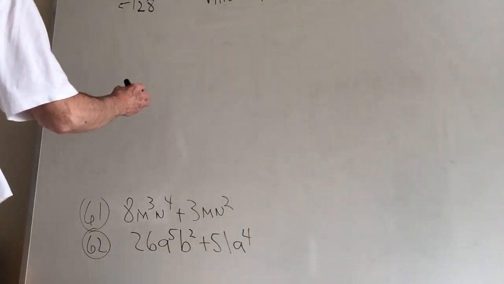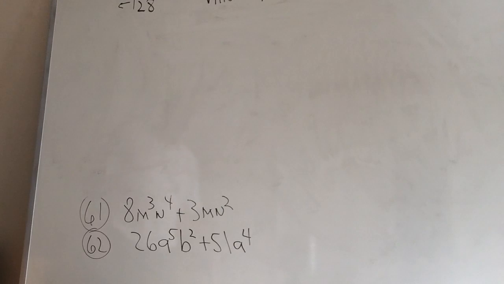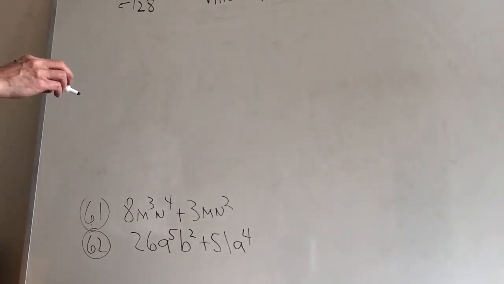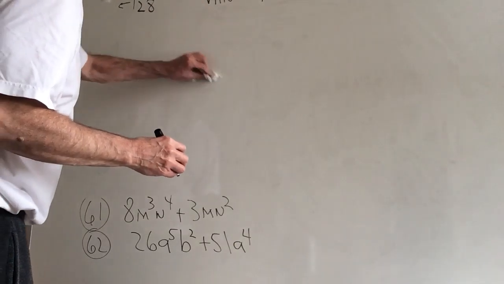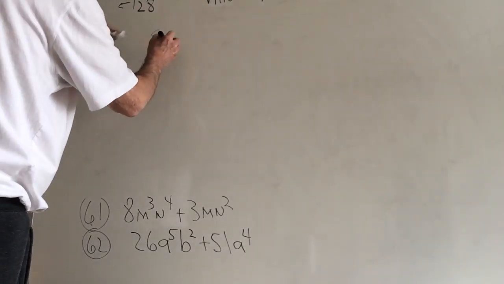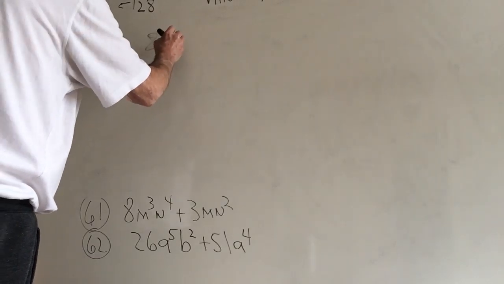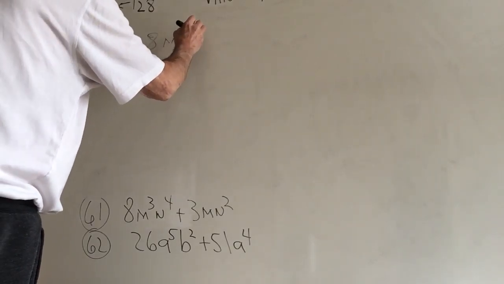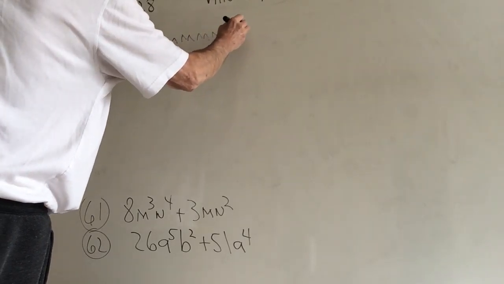Okay? So let's take a look at 61. Here, we'll do it over here. I'm breaking down the 8 and the 3. If you look at that, they are obviously coprime. So I'll just write out the 8. And without further ado, just start breaking the number down. There we go. So we have 8, M, M, M, N, N, N, N.